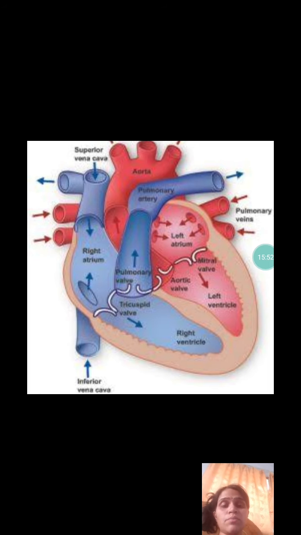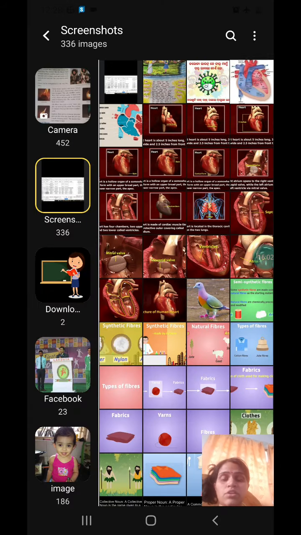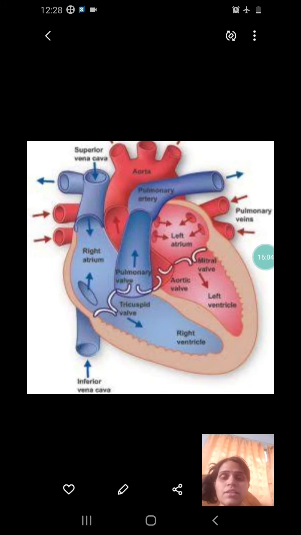This is the most important question. Okay, we should think about this. Who provides blood to the heart for proper functioning of the heart? So what is the answer, students? The answer is coronary arteries. Okay, the coronary artery is the artery which provides blood to the heart for proper functioning.